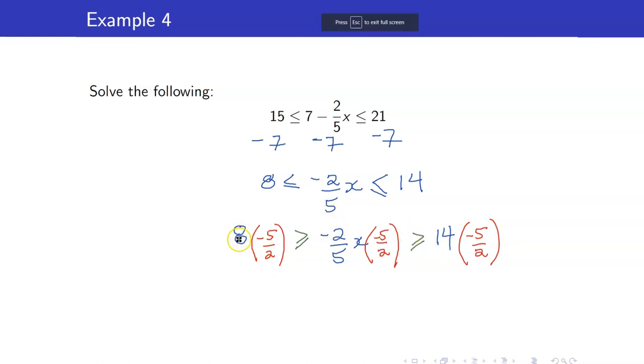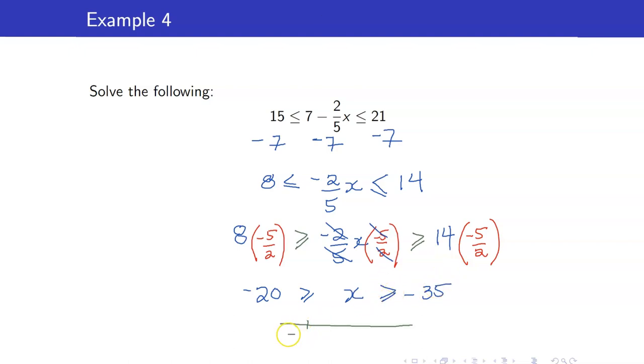So therefore, this is 8 times negative 5/2 is negative 20, greater than or equal to x. Everything here will cancel. 14 times negative 5/2 is negative 35. So that means x is greater than or equal to negative 35, but less than or equal to negative 20. In interval notation, this is negative 35, negative 20.